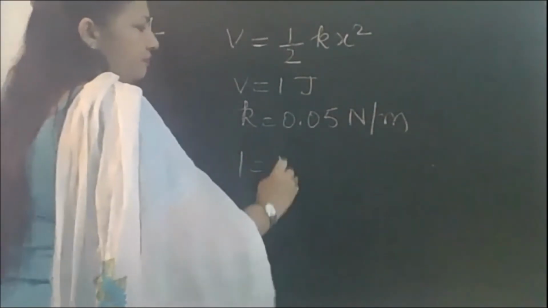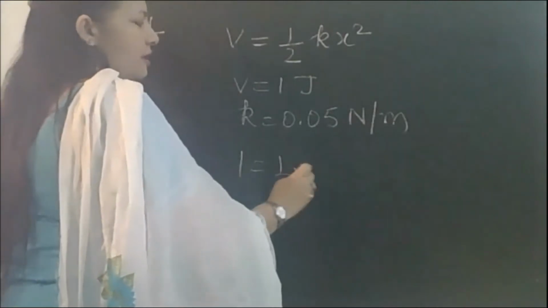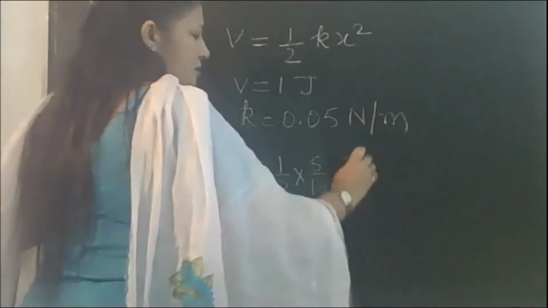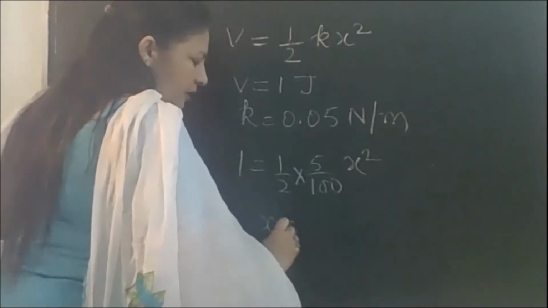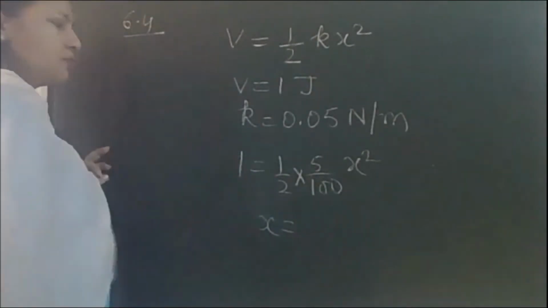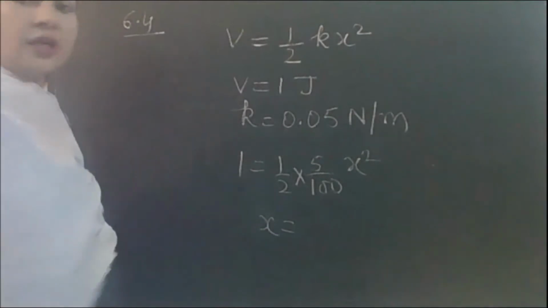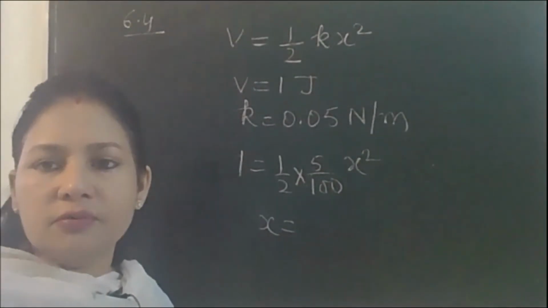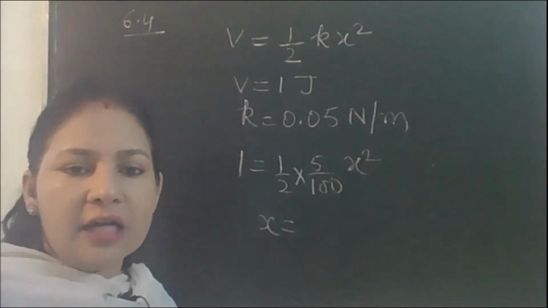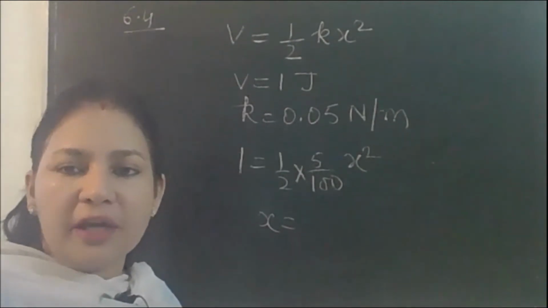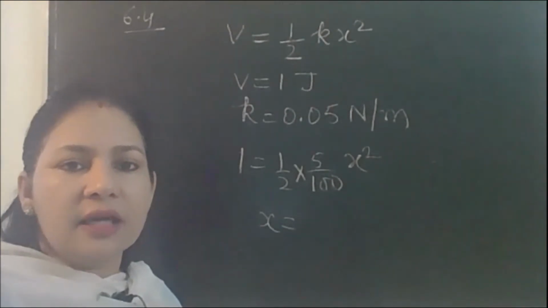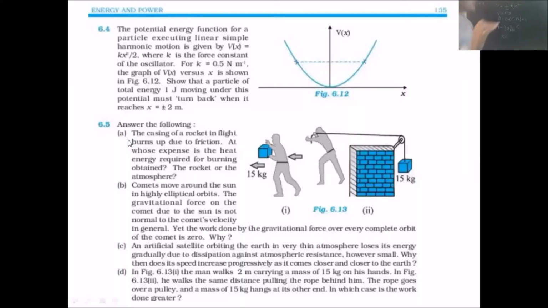V is 1 half, k is 0.05, okay, 5 by 100 x square. So find x from here, you will get plus minus 2. Okay, x from here will be plus minus 2. So your answer is verified. Let me check what was k. K was 0.5 or 0.05. So I'm going to share the exercise once again. 0.5. It is 0.5.